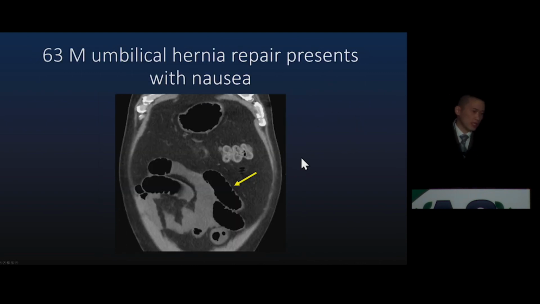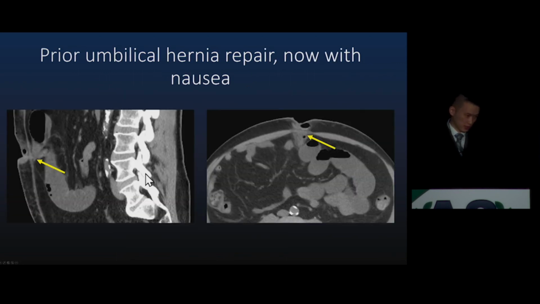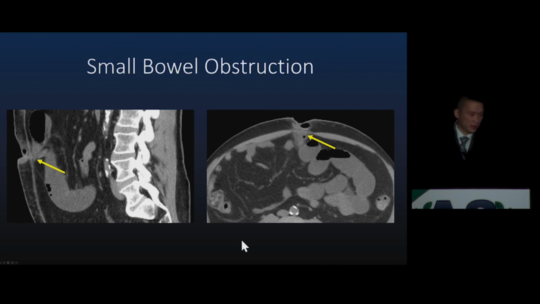So in this final case, we have these dilated bowel loops. On these sagittal and axial images, we do see a transition point at the level of the umbilical hernia repair site. So this is a small bowel obstruction.